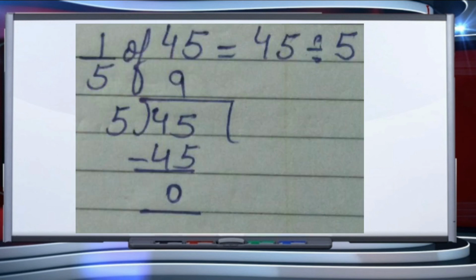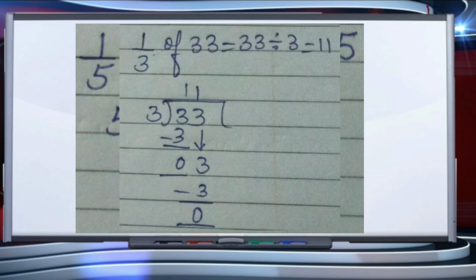Next is 1 fifth of 45. 1 fifth of 45 means 45 divided by 5. We have to divide the number by the fraction's denominator. 45 divided by 5 is 5 outside the bracket, 45 inside the bracket. 5 nines are 45. 45 minus 45 will be equal to 0.